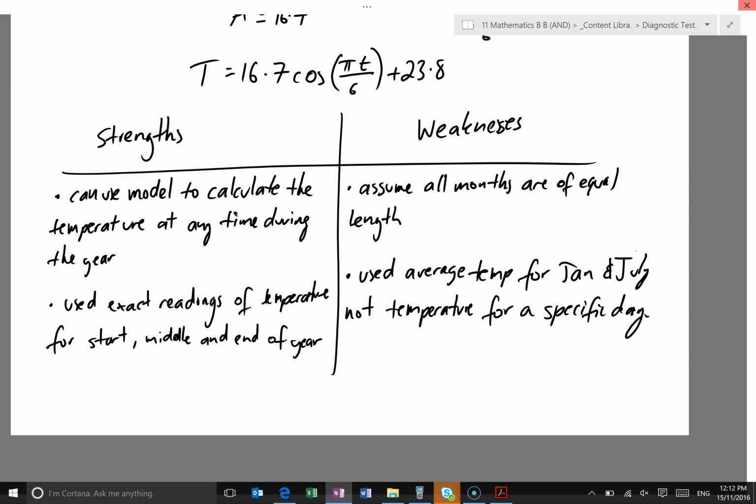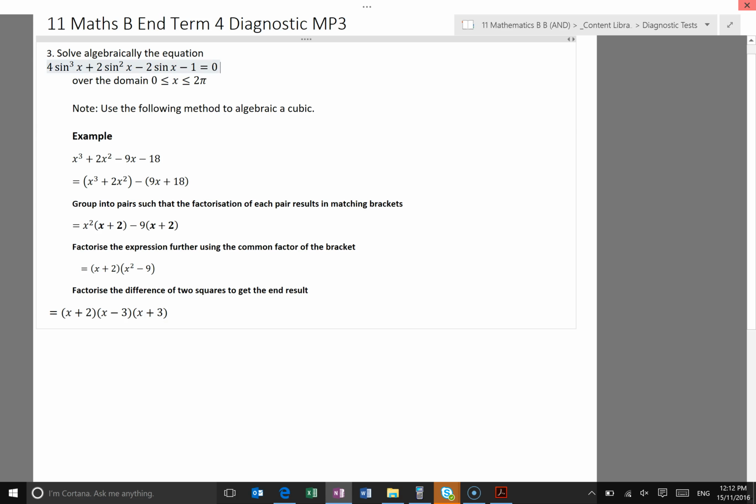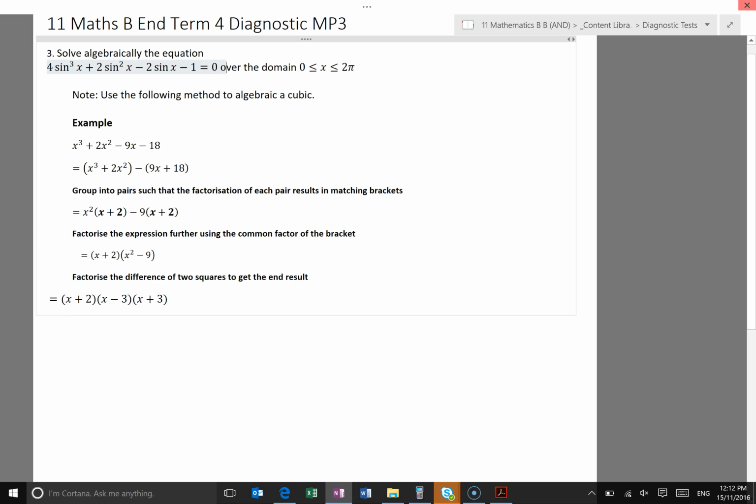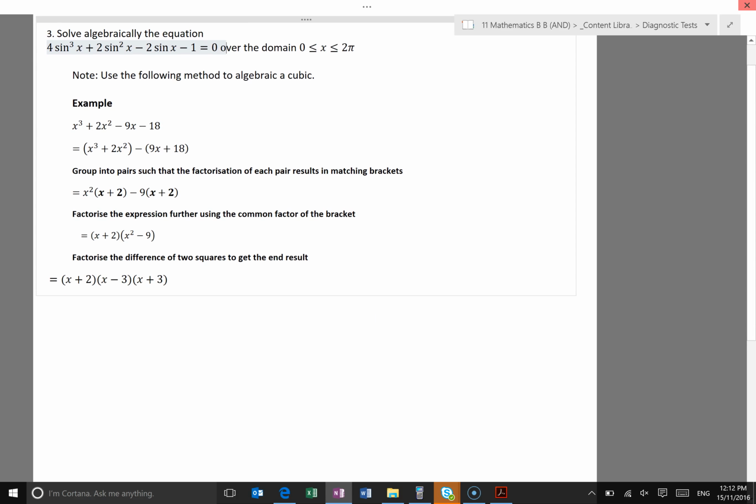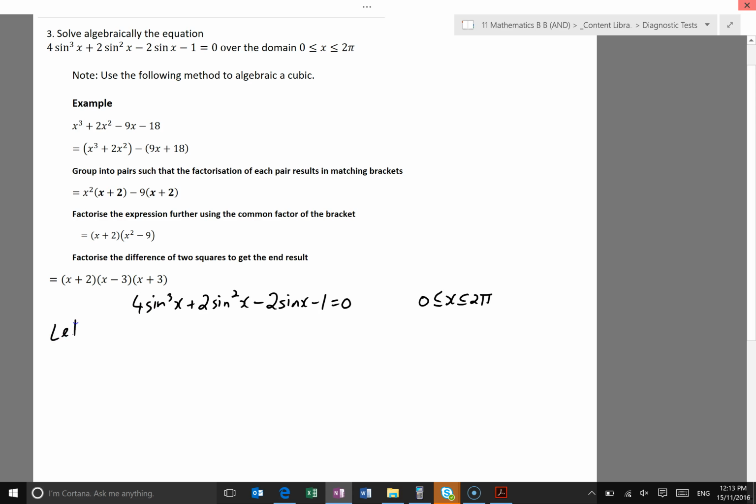Okay, so going into the last question, we need to solve this equation algebraically. And we're given a domain. And we're given a series of steps also to be able to factorize a cubic. So we're predominantly going to be following those steps. So I'll just rewrite the equation down here. I'll get confused with all these signs, so I'm going to let, say, m be sine x, just to simplify the equation for me. So 4m cubed plus 2m squared minus 2m minus 1 equals 0.